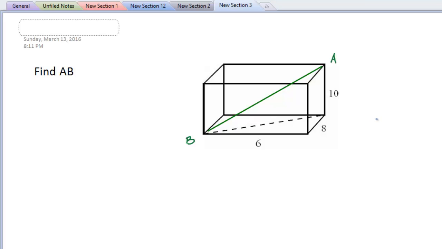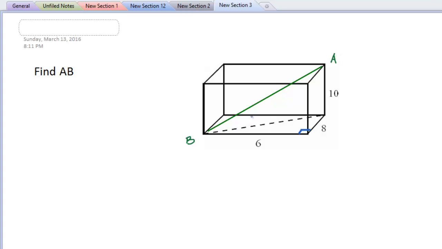So now we are looking for AB. Before we think this way, we need to find any right angle. You know from previous that this is a rectangle, which means this angle is a right angle. And we also know that all the faces are rectangles, so in each corner you're going to find a right angle.